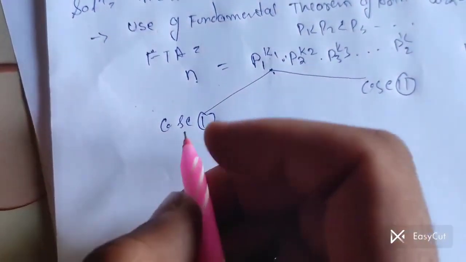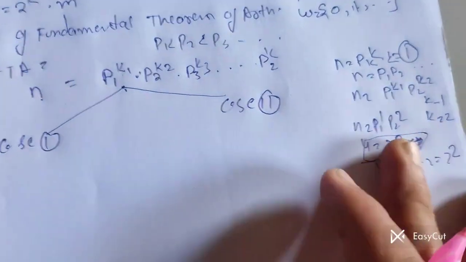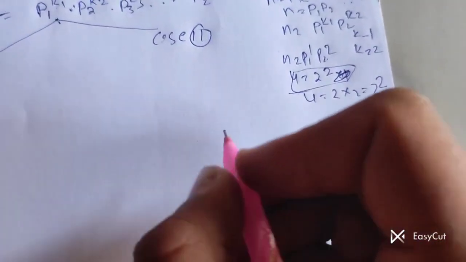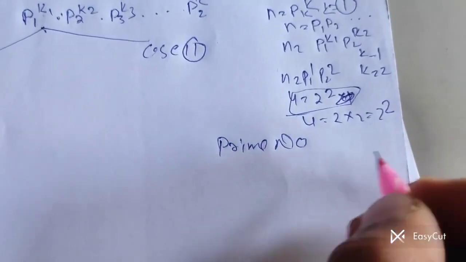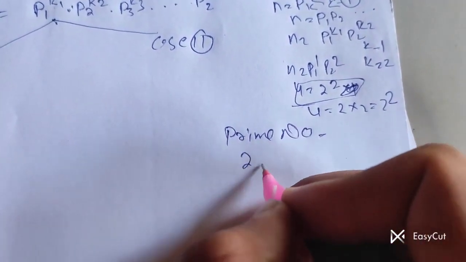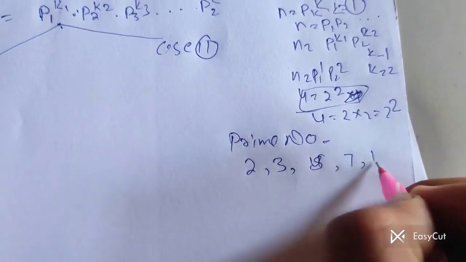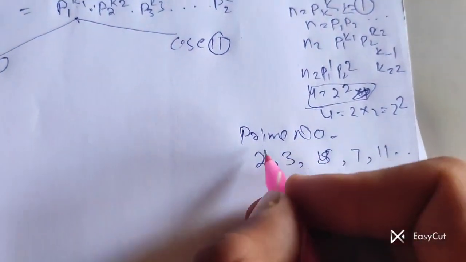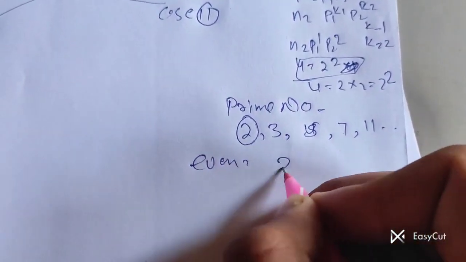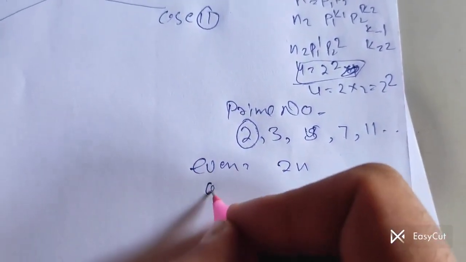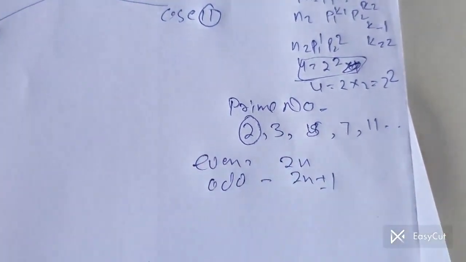Okay, so the first case says that suppose when we talk about a prime number, once again, when we talk about prime numbers, it means we talk about 2, 3, 5, 7, then 11, and so on. So in that case, 2 is the first, so let us talk about even. When we talk about even, it means a multiple of 2, that is 2n, and odd means not divisible by 2, that is 2n plus 1 or minus 1.